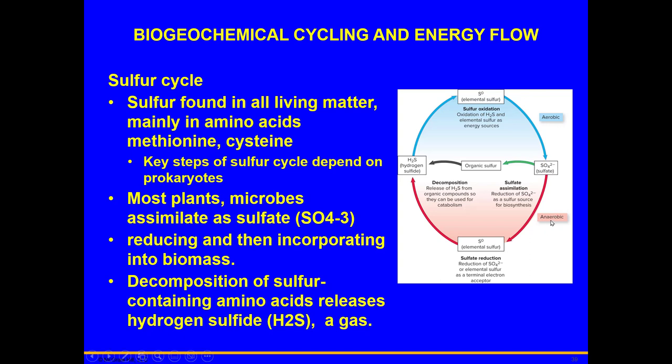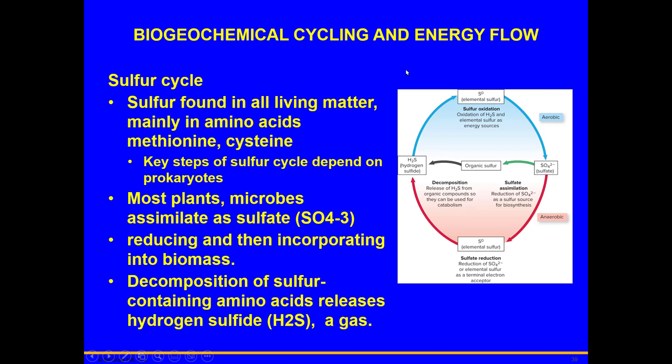Under anaerobic conditions, you have sulfate, and you can have the sulfate assimilation. So you reduce the sulfates as a sulfur source for biosynthesis. You end up with elemental sulfur. This can be reduced, and you can use either sulfate or the elemental sulfur as the terminal electron acceptor. If we go through decomposition, the process here will lead us to hydrogen sulfide.